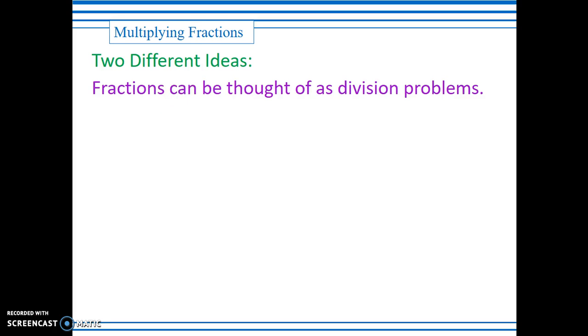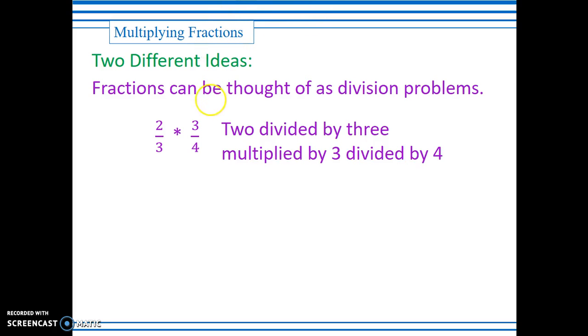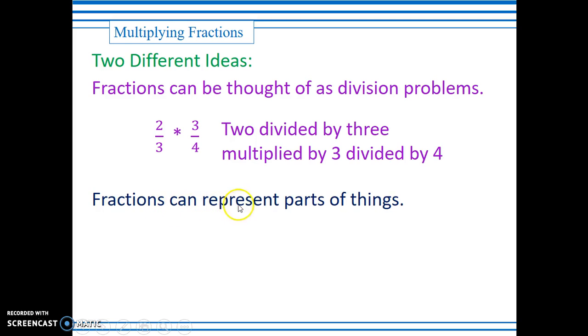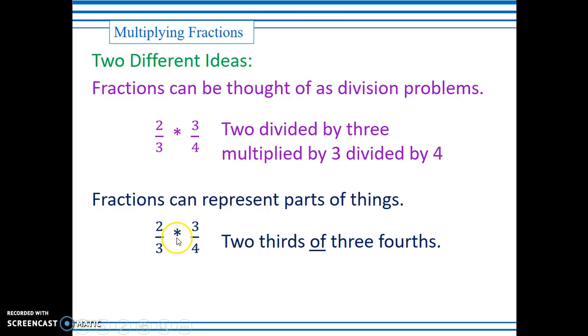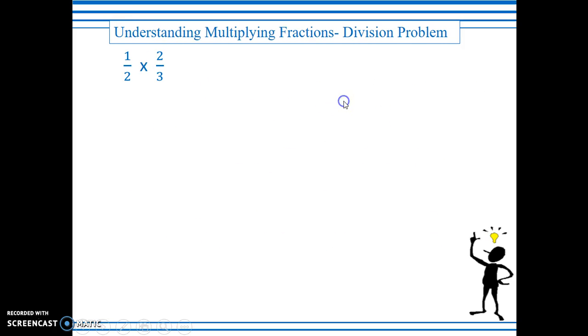The first is that fractions can be thought of as division problems. In this case, you would look at this problem and say 2 divided by 3 multiplied by 3 divided by 4. And the second view of multiplying fractions is that fractions represent parts of things. So you would say 2/3 of 3/4. So let's start with fractions as division problems.